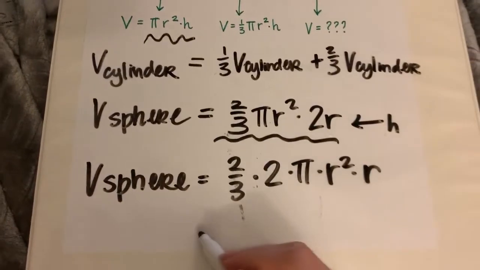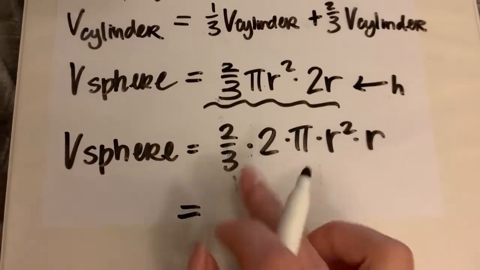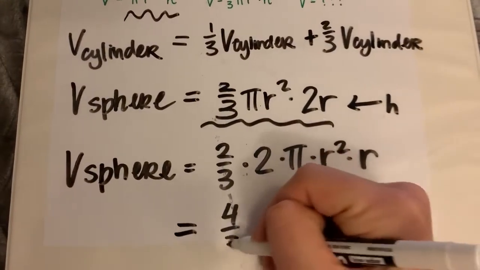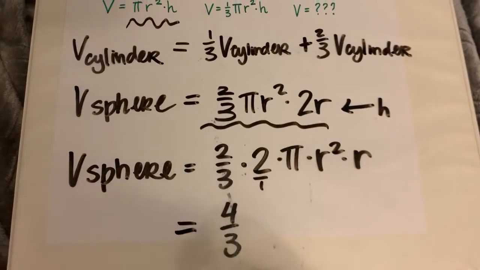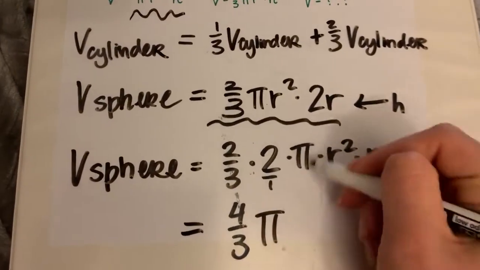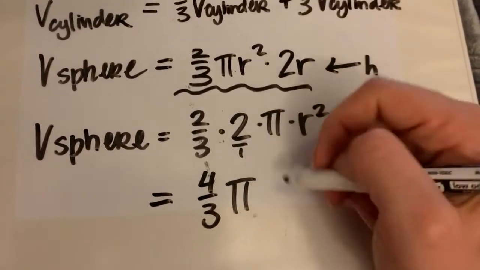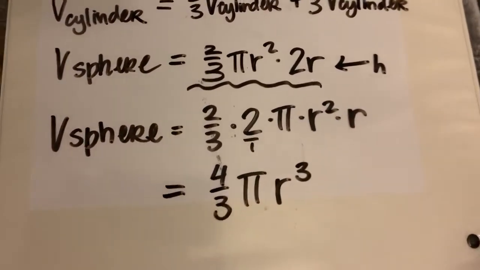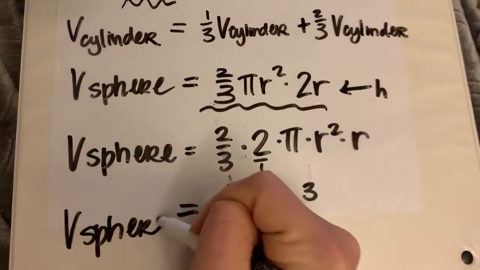Now let's do some clever, actually not that clever, it's just multiplication, but 2/3 times 2 would be 4/3. Remember, this is the same as 2/1, and then you would multiply the numerators and the denominators. And then you'd have pi, we'll just leave that there. And then if you have r squared times r, that's actually the same as r to the third. And that is actually your volume of your sphere.